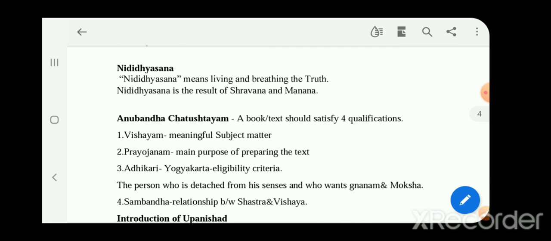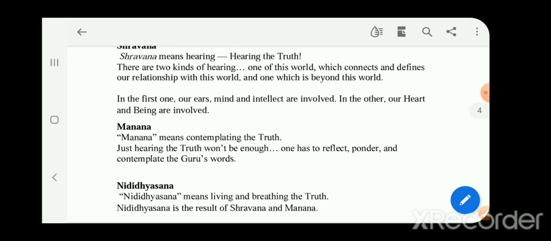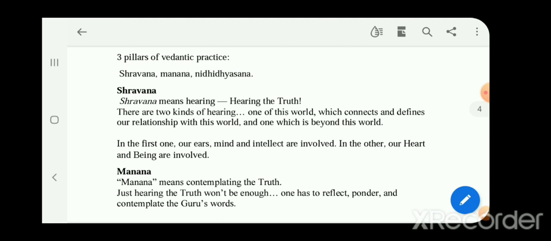And the third one is Nididhyasana. This is a result of Shravana and Manana. So after hearing the Shastra from my Guru, my teacher, and doing my analysis, which is Manana, what should I do next? I should be able to implement it. I should be able to practice it in my day-to-day life. Then only does it have proper meaning. If I just hear and then analyze it, it's only partial, right? So I should be able to do complete justice to my teacher's words and what Shastra is saying. That means I should be able to implement it in my day-to-day life. That is called Nididhyasana. So all these three, Shravana, Manana and Nididhyasana, are the three main pillars of Vedantic practice.